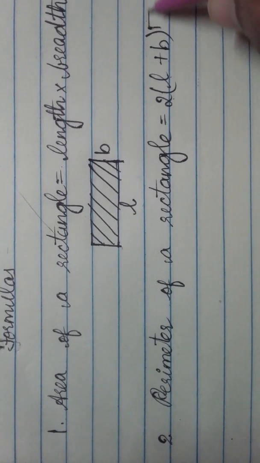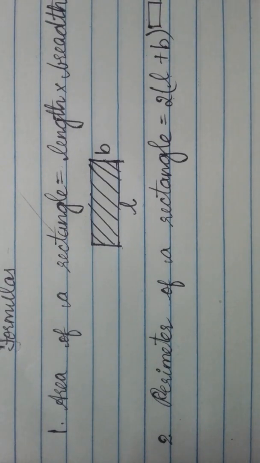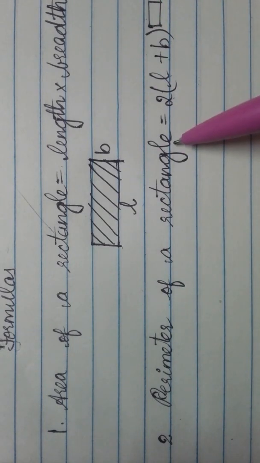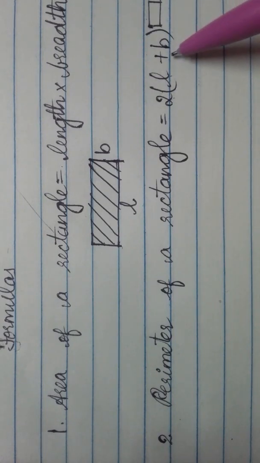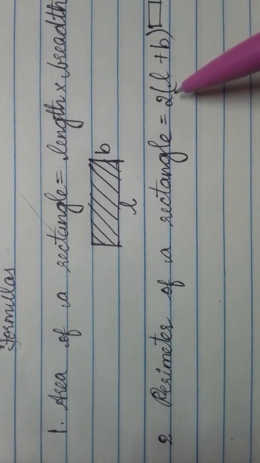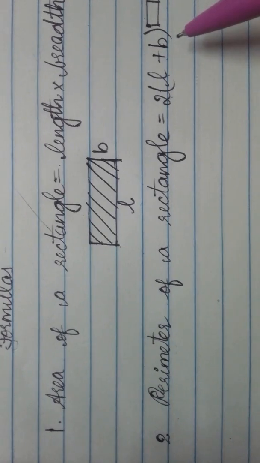Let us draw a small rectangle. Only the boundaries are added. The shaded region is not taken into consideration. Perimeter means the sum of the boundaries of all four sides. Perimeter of a rectangle is equal to 2 into (length plus breadth).